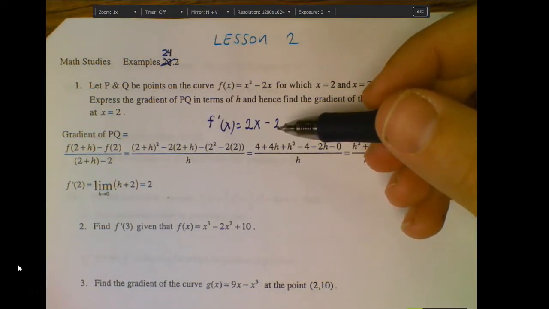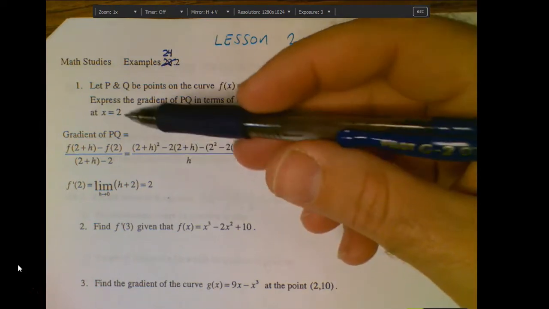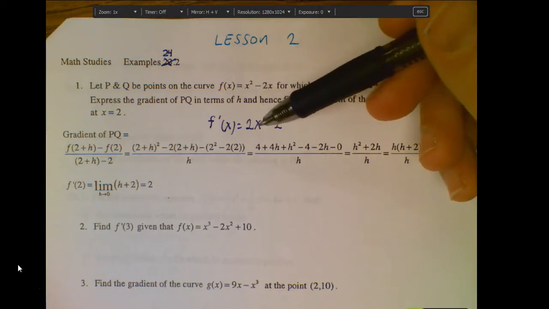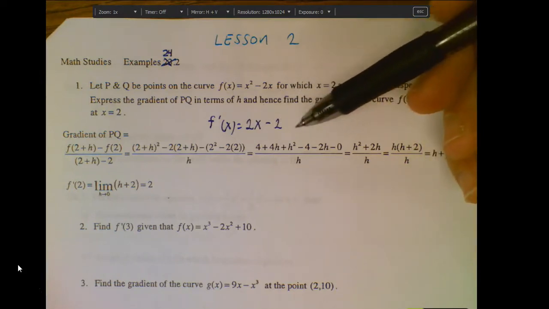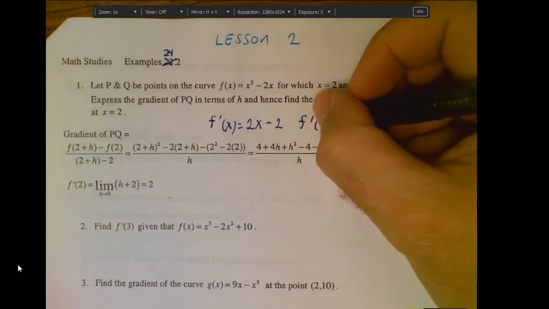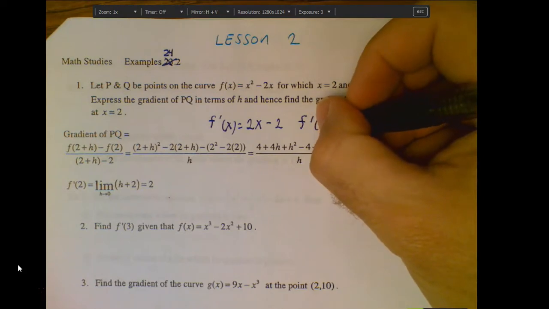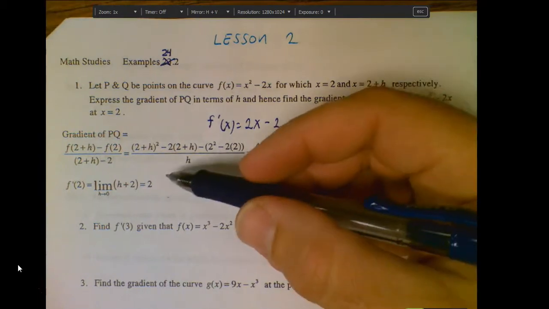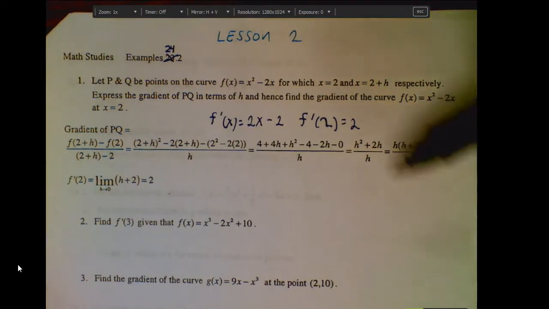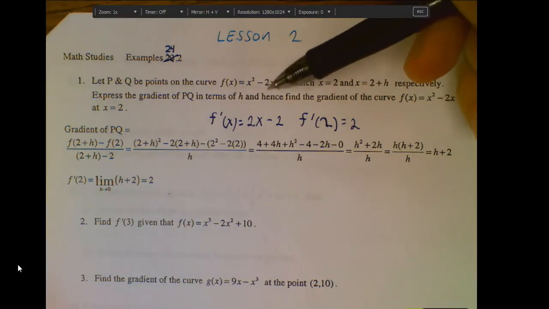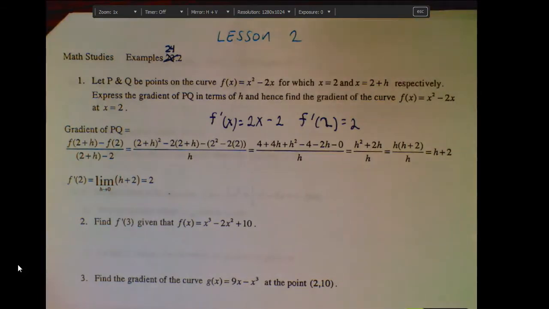And now all we have to say is, okay, what's the gradient when x equals 2? And so we take our 2, we sub it in for x right here. 2 times 2 is 4, minus 2 is 2. So we'd say the derivative, or the gradient, at 2 is 2. And so we get the same answer that we got with the limiting process, but so much quicker and so much less work. So this became a much more efficient process with the use of derivatives instead of the limiting process.